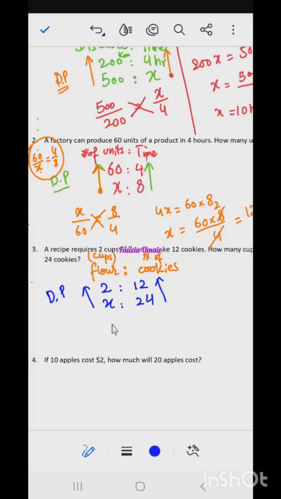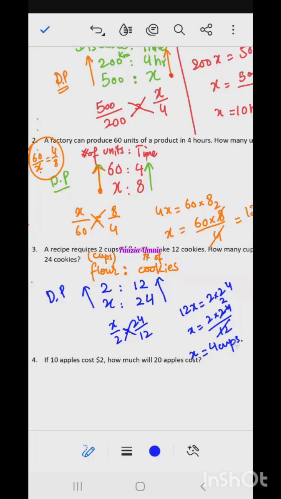Okay, now we can make the equation. X by 2 is equal to 24/12. Right? If you want to write 2/x, then you will write 12/24. So now we will simply cross multiply. It is 12x is equal to 2 multiplied by 24. X is equal to 2 into 24 divided by 12. So if you cancel this 4 out, your answer is 4 cups. And that makes sense also. If 2 cups of flour is making 12 cookies, then 4 cups will make 24 cookies. That is a sensible answer.